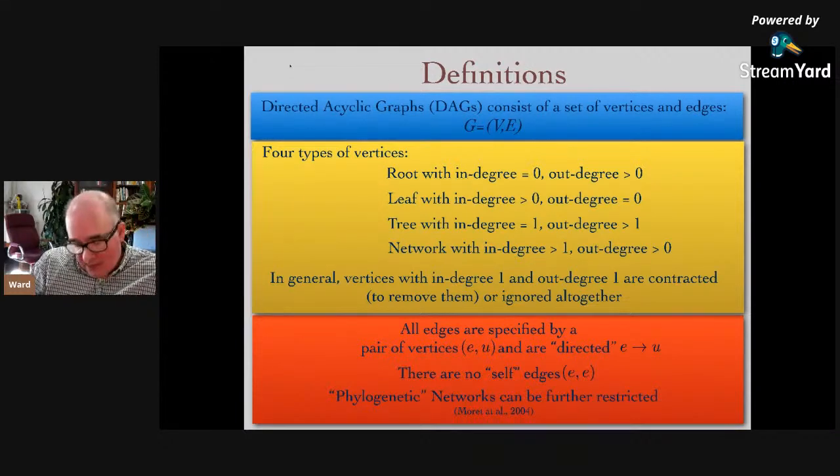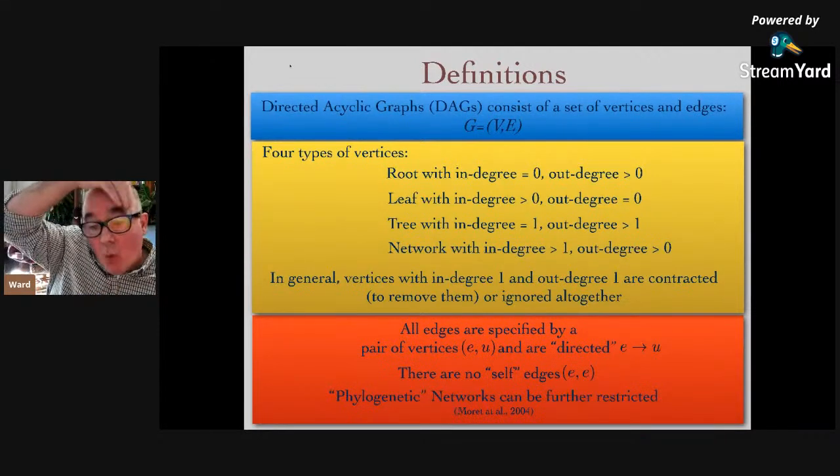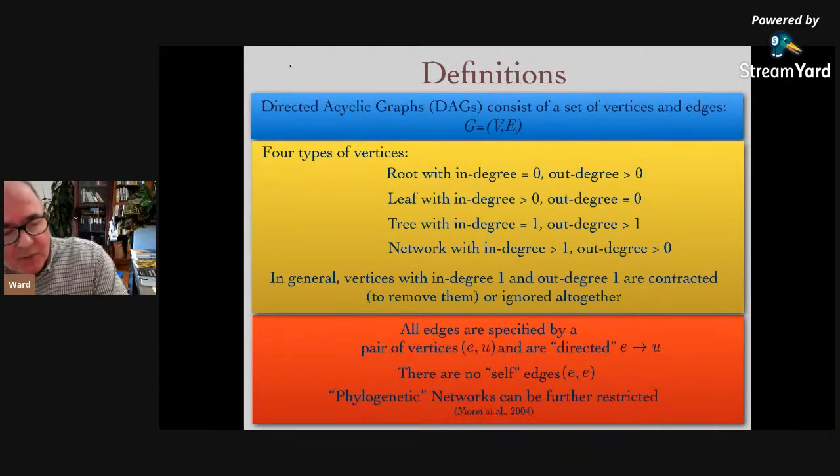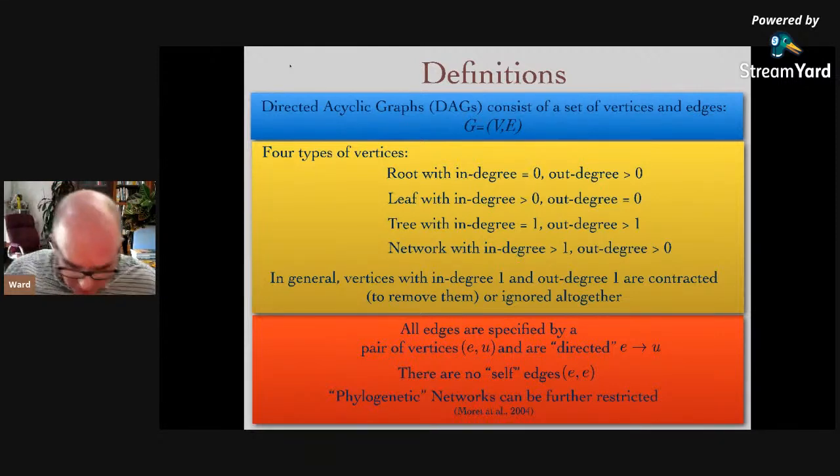And one point to mention here is that although in general it doesn't matter for the discussion here, phylogenetic networks can be further restricted, basically in degree or out degree for vertices, for networks and trees must be 1 or 2, and since leaves are in 1 and out 0, and roots out 2 in 0. So that helps with the computational aspects of it, but it's not going to restrict what we're talking about here today.